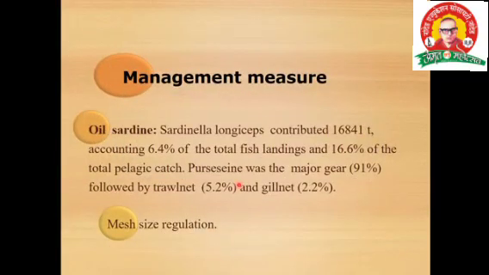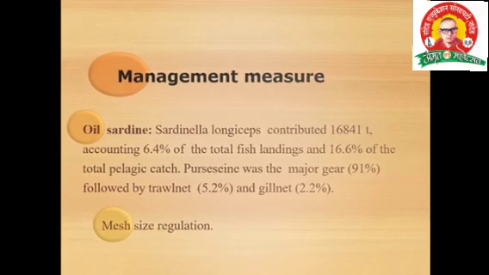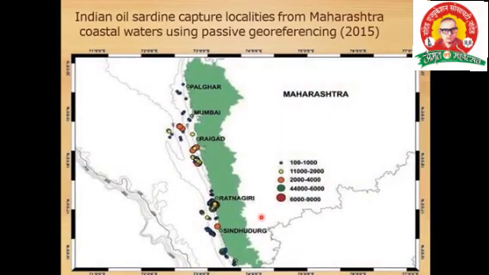Then the management measure. The oil sardine, that is Sardinella longiceps, contributed 16,481 total, according to 6.4% of total fish landing and 16.6% of the total pelagic catch. That is with major gears 91%, followed by the trawl net and gill net. Mesh size regulation. All these points you consider in the biology of oil sardine, and this is the Indian oil sardine capture located from Maharashtra. If you see all the Maharashtrian points here: Mumbai, Raigad, Ratnagiri, Sindhudurg.